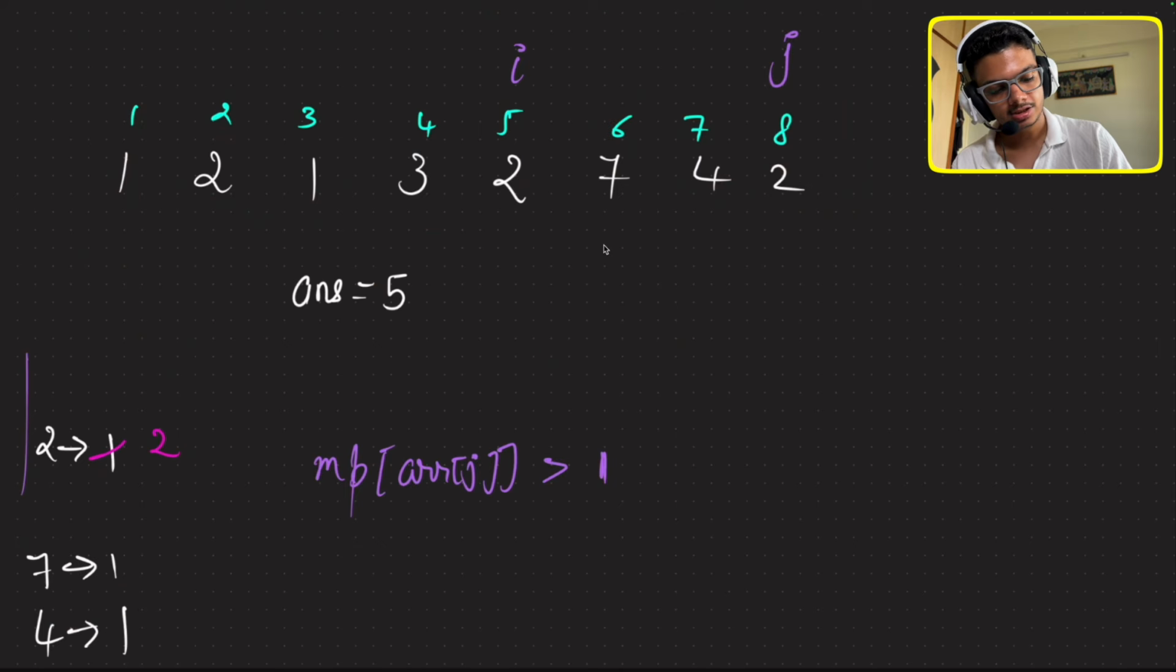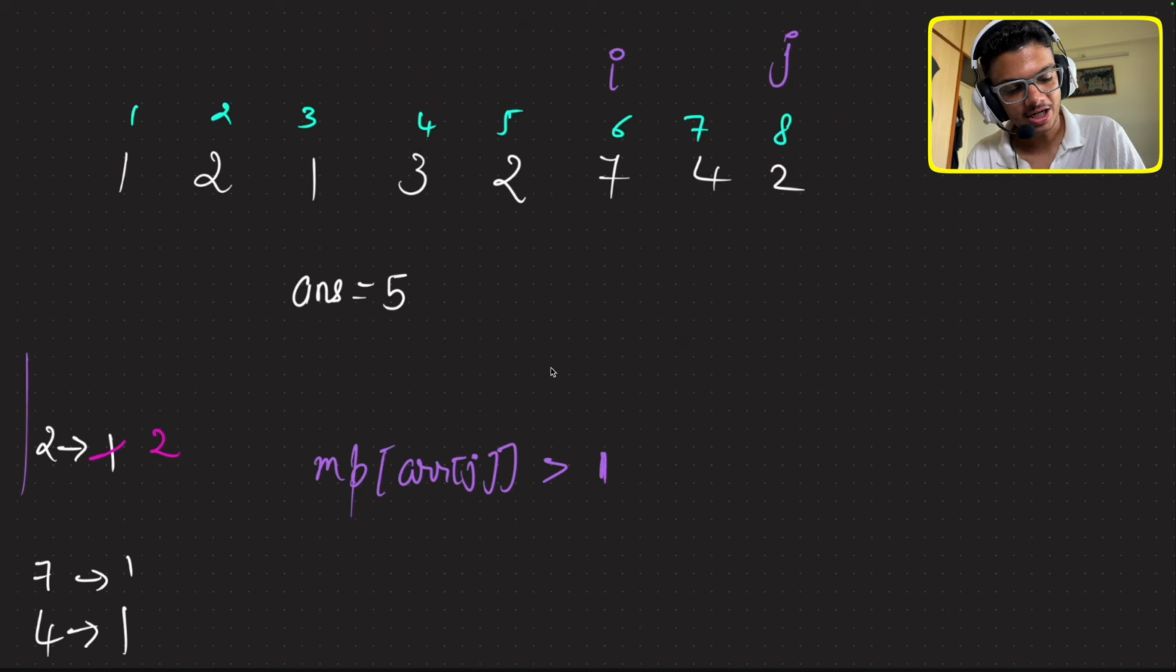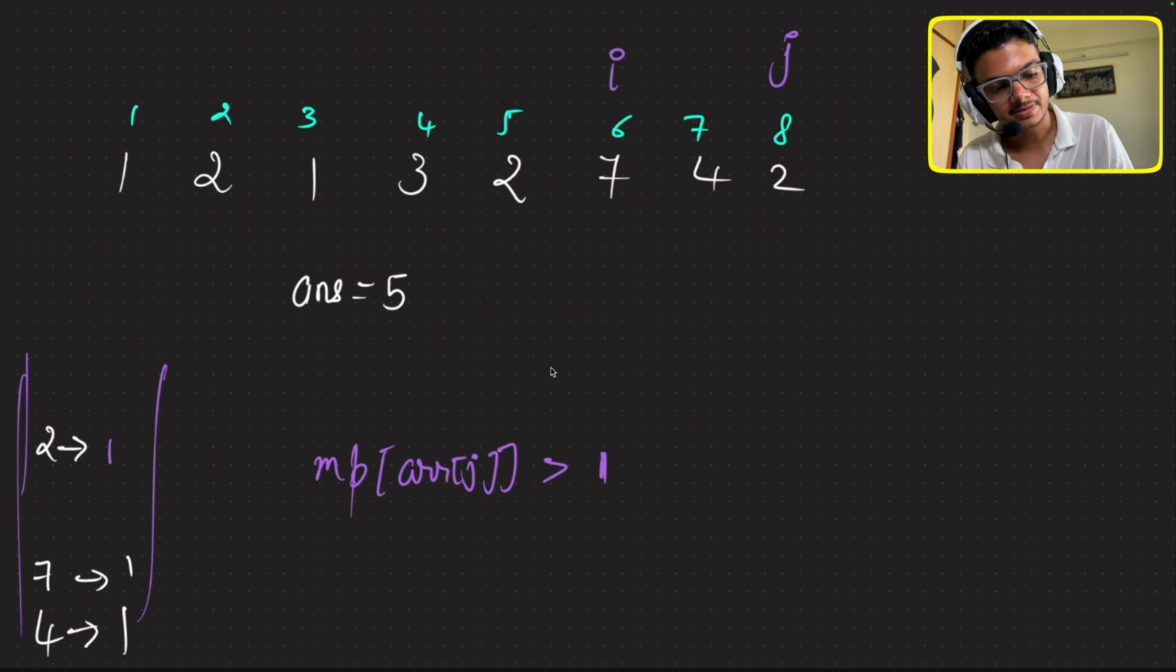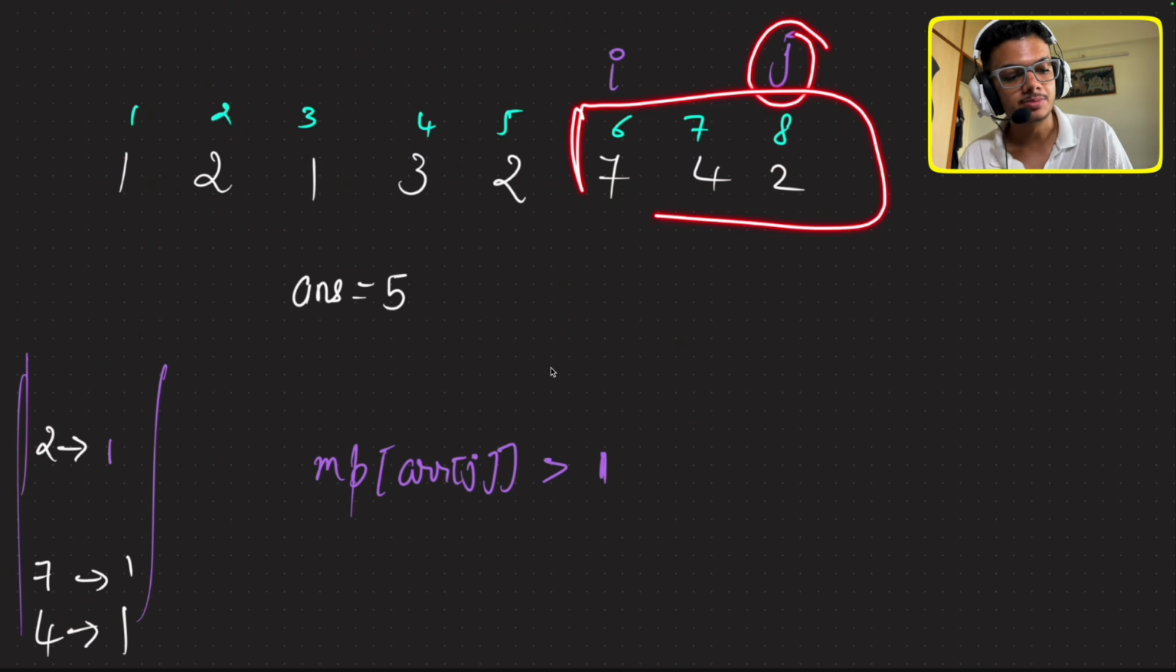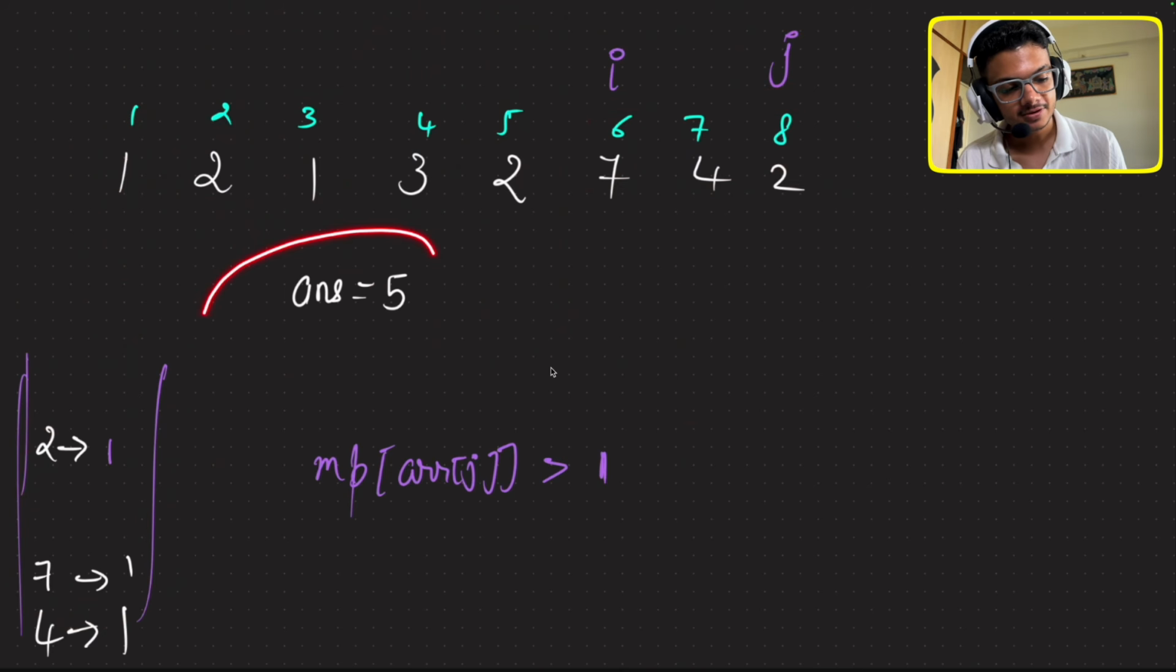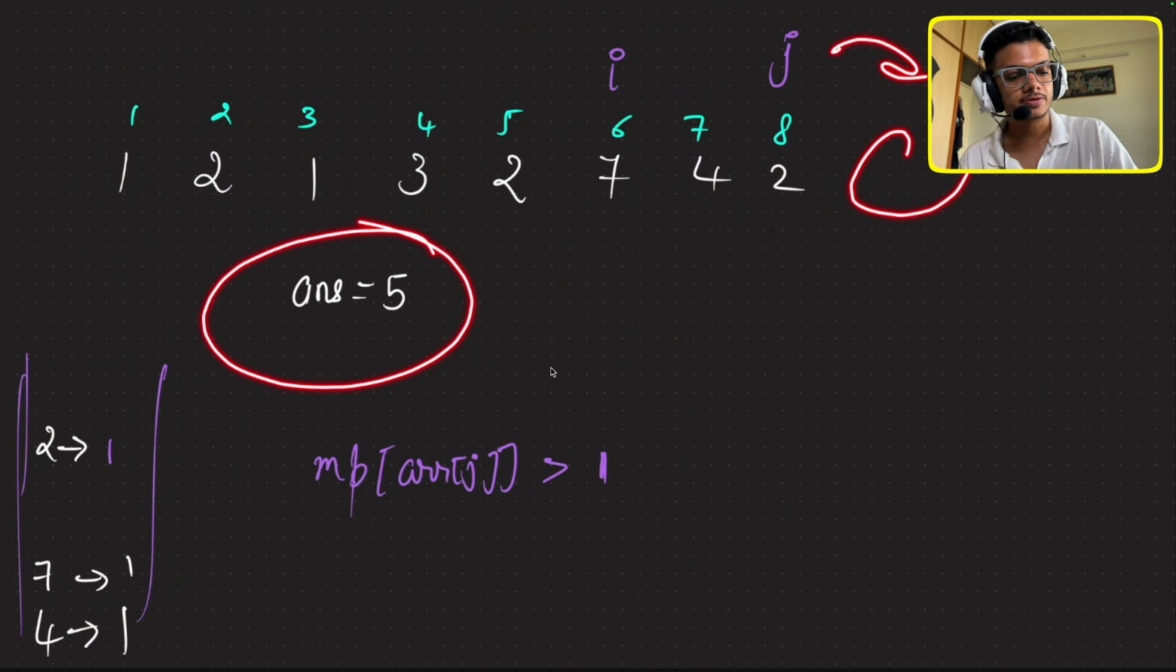But still 2 has a frequency greater than 2. Right? So you move ahead. And now finally, when I'm here, 2's frequency will be reduced. And the longest subarray ending at index j will have 3 elements. We will not update the answer. And after the end, once j has gone out of bounds, we have the answer.